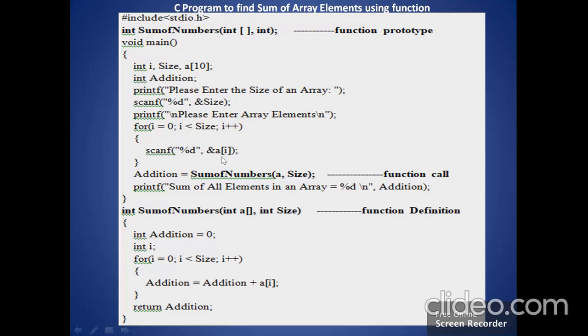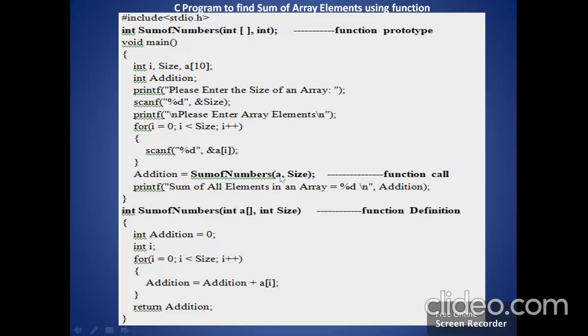Then our next aim is to find the sum of the elements present in the array A. That value is stored in a variable addition. So at first we will write the variable addition. Addition is equal to, we have to call our function. The function call is sum of numbers. Then we will put a bracket, and inside the bracket we will put two arguments. One is A and another one is size.